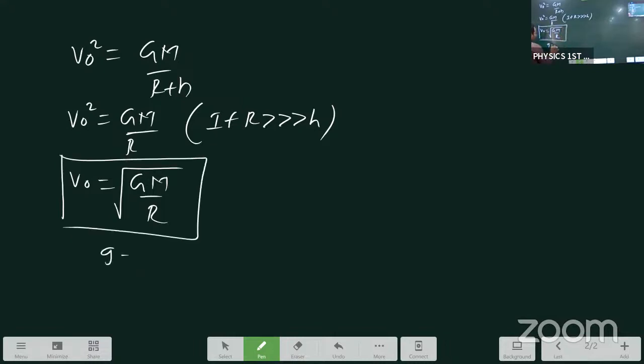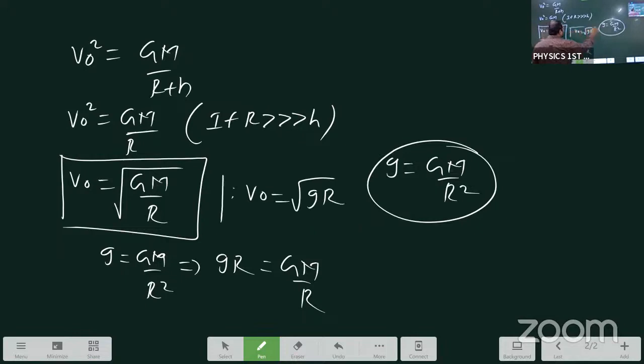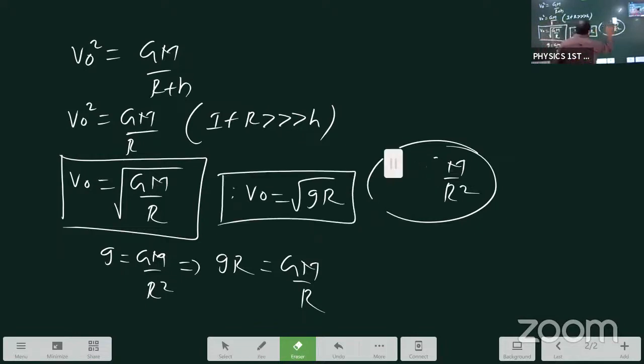One more: small g equals G M by R square. The relation between small g and capital G, g equals G M by R square, is the other SAQ. From this, R square means R into R, so G M by R equals g R. That's why we write VO equals under root of g R. This is our main equation for orbital velocity.